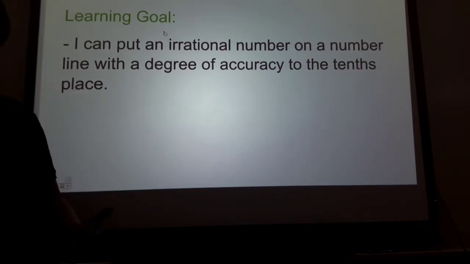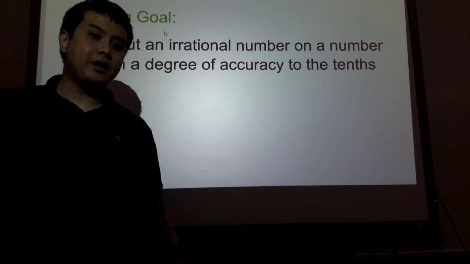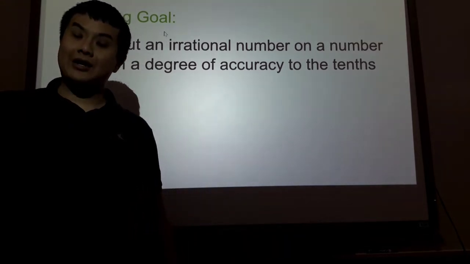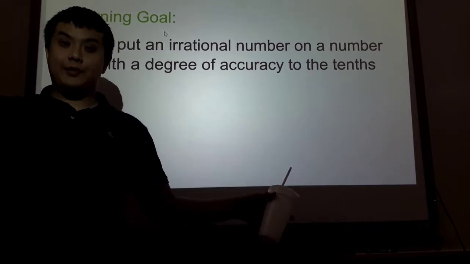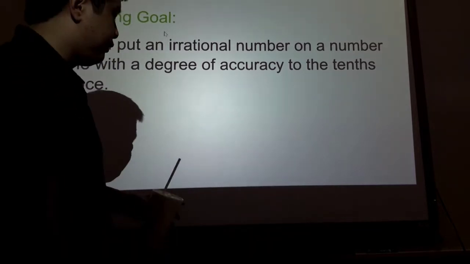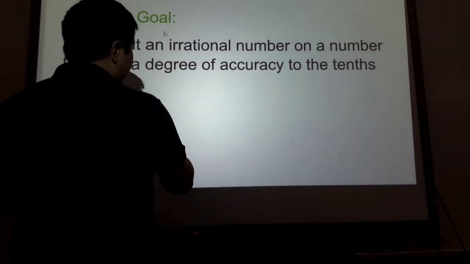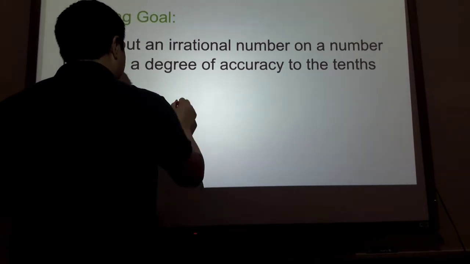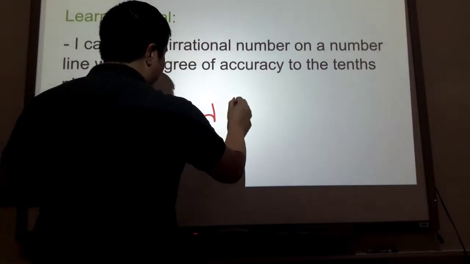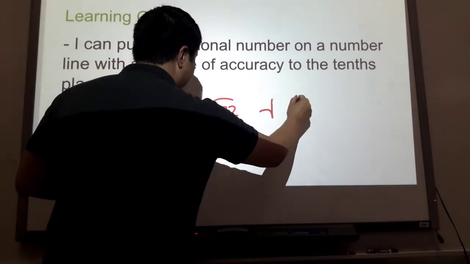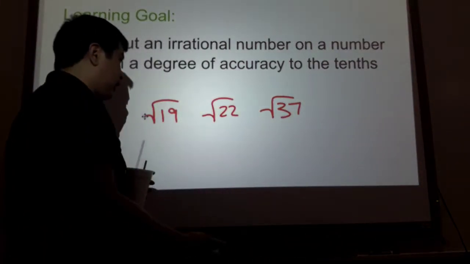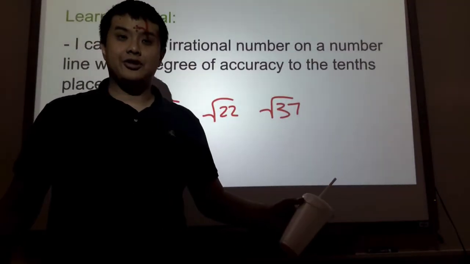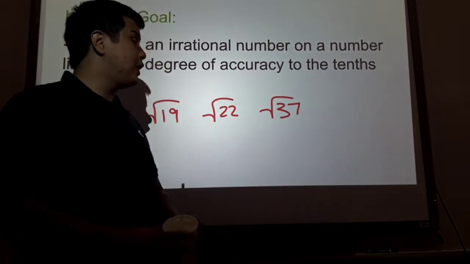Today we're going to be talking about irrational numbers and how to place them on a number line. As you remember, irrational numbers are numbers that continue on and on and never repeat. And we said that the square root of non-perfect squares, so for example the square root of 19, the square root of 22, the square root of 37, all of these are irrational numbers because they're the square root of non-perfect squares.